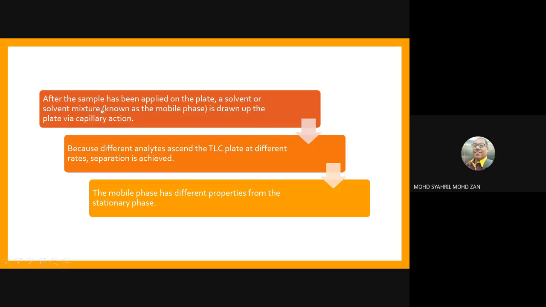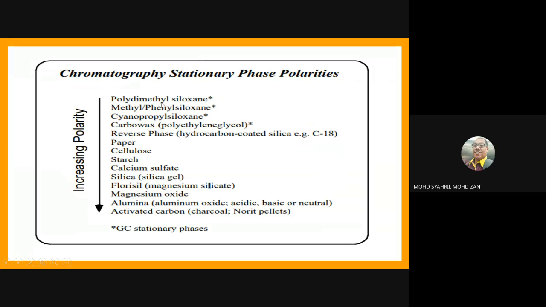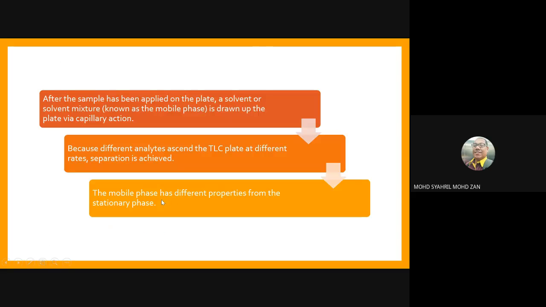Because of the different adsorbent action on the TLC plate at different rates, separation is achieved. Apa maksud adsorbent action? Adsorbent action adalah bahan-bahan ni: kita ada polydimethylsiloxane, kita ada cellulose, for example, we have the silica. Bahan-bahan yang melekat pada silika akan berhenti kat situ. Bahan-bahan yang melekat pada kalsium sulfate berhenti kat situ. The mobile phase has different properties from the stationary phase.